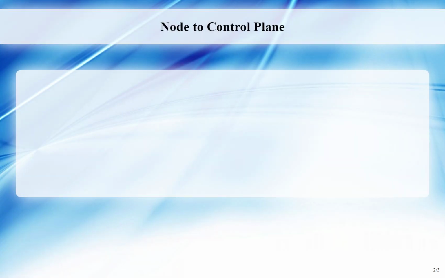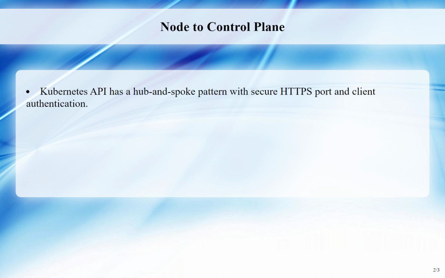Node to control plane. The Kubernetes API follows a hub-and-spoke pattern, with all API usage from nodes terminating at the API server, which is configured to listen for remote connections on a secure HTTPS port with client authentication enabled. Authorization should be enabled, particularly if anonymous requests or service account tokens are allowed.